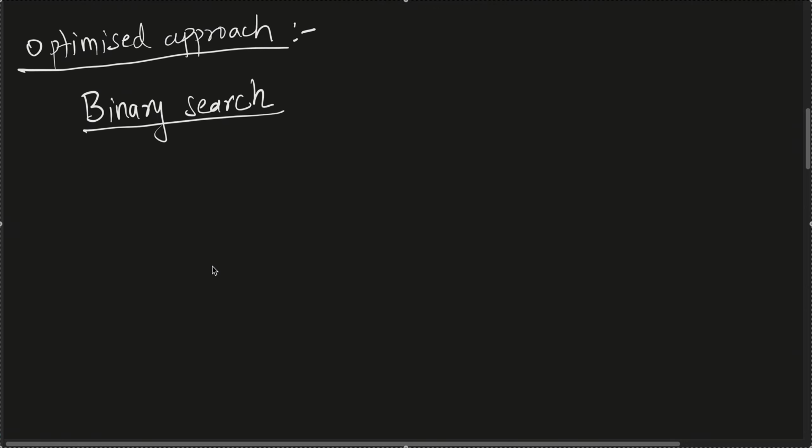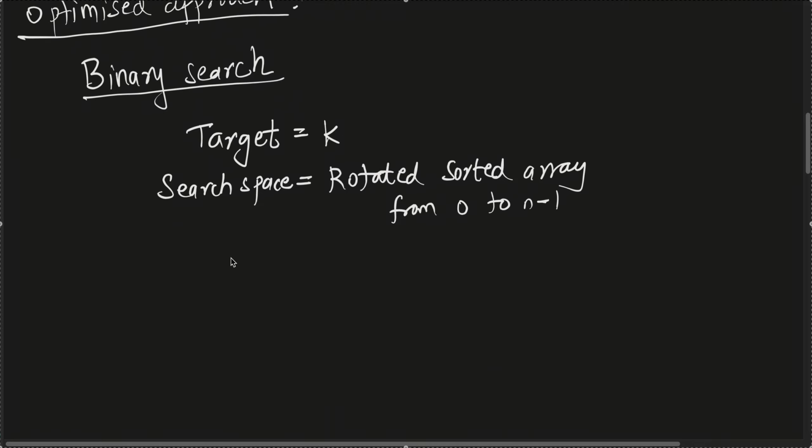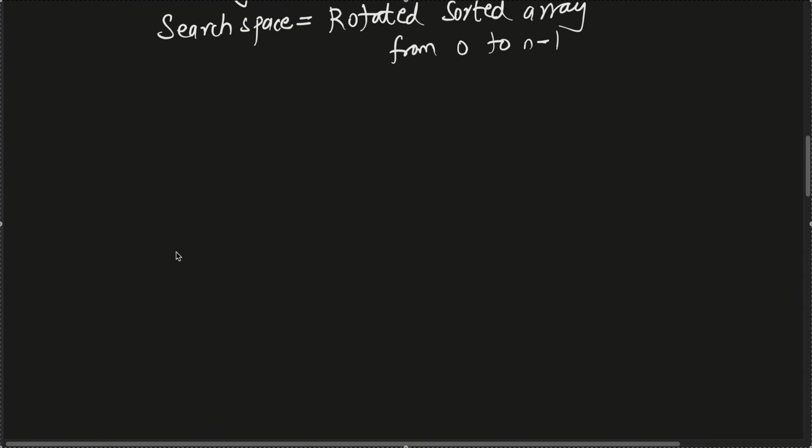For binary search, we need two things: a target. So here we have a target, which is k, that we want to search, and we need a search space. So what can be the search space for this array? The search space is the rotated sorted array that is given to us, from 0 to n-1, right? So this is the rotated sorted array, right?